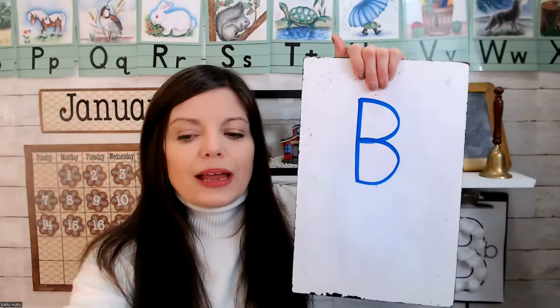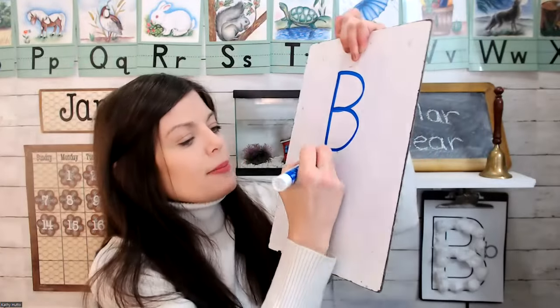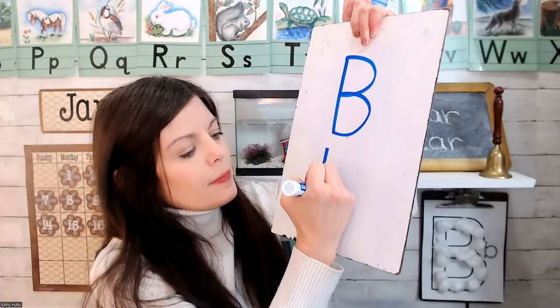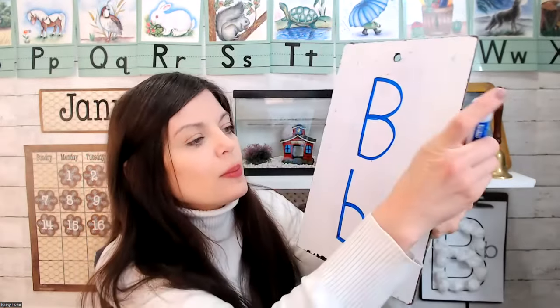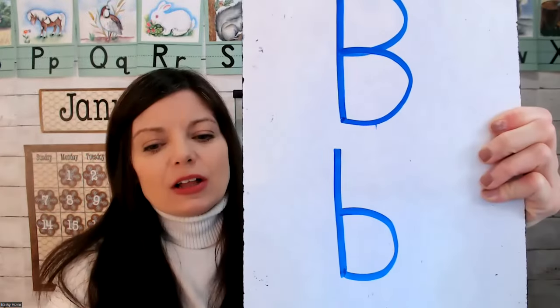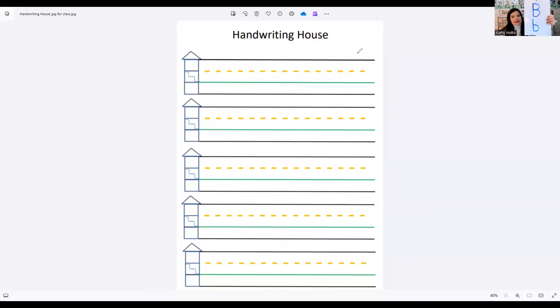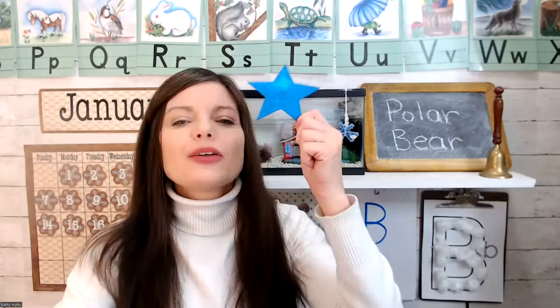Well, let me show you how to write the lowercase b. You're going to make a line and then find the middle. Curve around from the middle to the bottom. Let's practice making a lowercase b. Make a line that goes down and curve around. That is the lowercase letter B, and you get a sticker for your handwriting paper. It's blue. B is for blue.